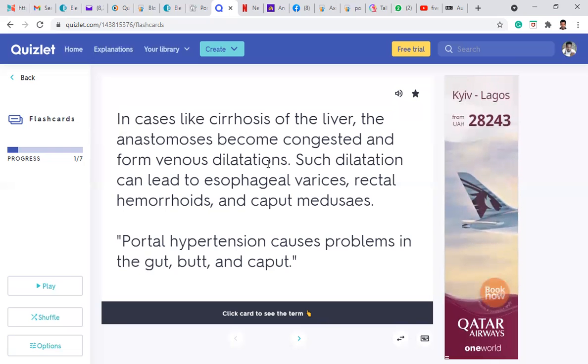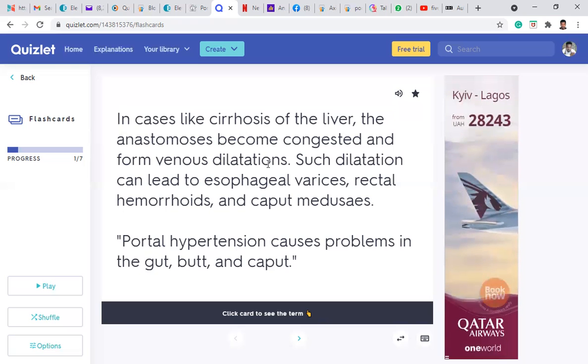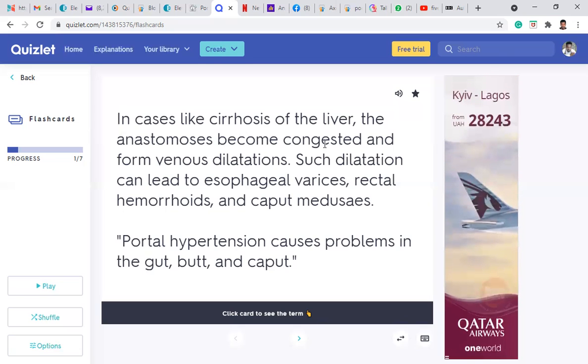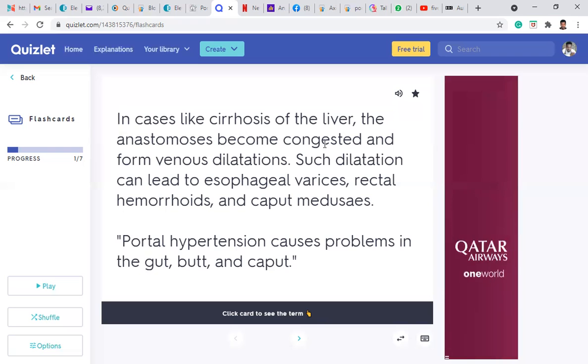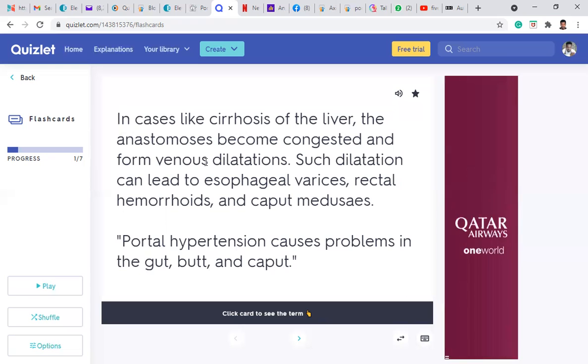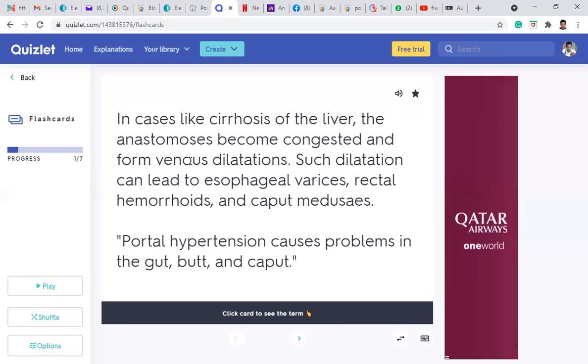So in liver cirrhosis, we have high blood pressure in the portal venous system, and that high blood pressure is because of congestion of blood in the portal vein and the associated portal vessels. Now, that increased volume in the blood vessels will lead to dilatation. So the veins will become dilated because of too much blood in them. And this blood is at high pressure.